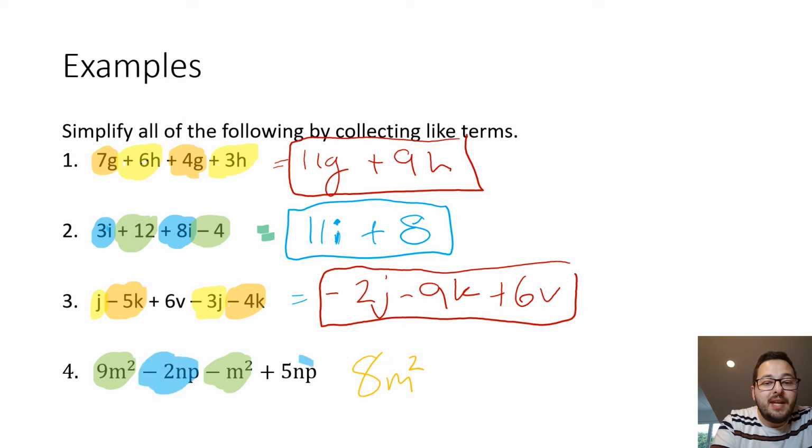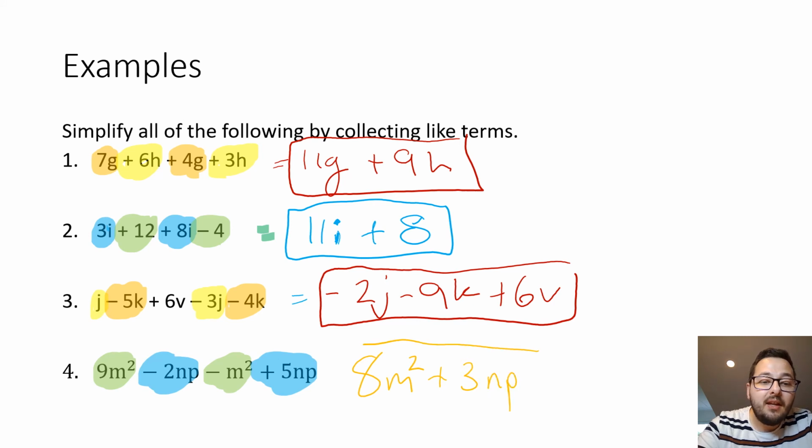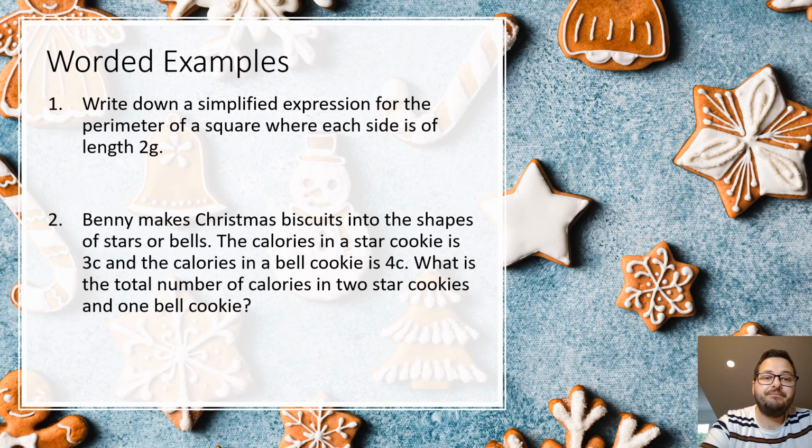And then if we look at what else we've got, minus 2np plus 5np. So again, there are two letters stuck together, but they match, don't they? np and np. So they match. Minus 2np plus 5np is plus 3np. Okay, and that's that.